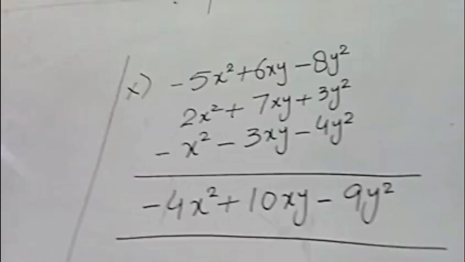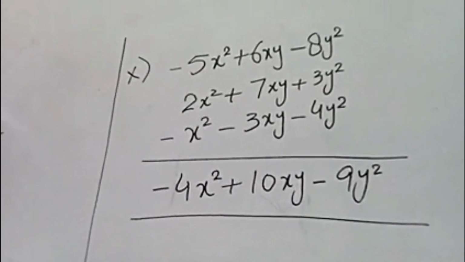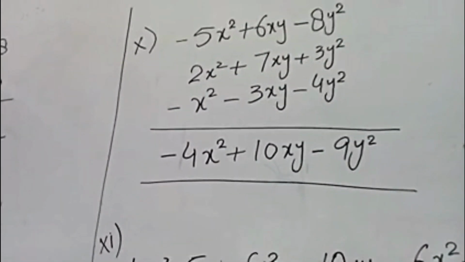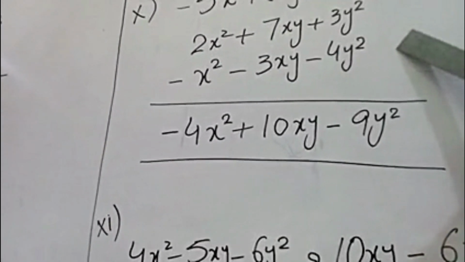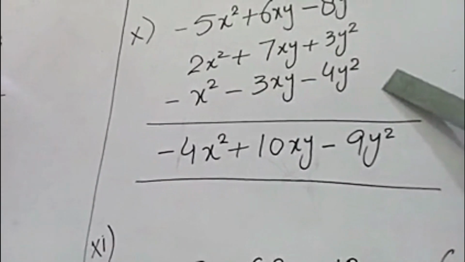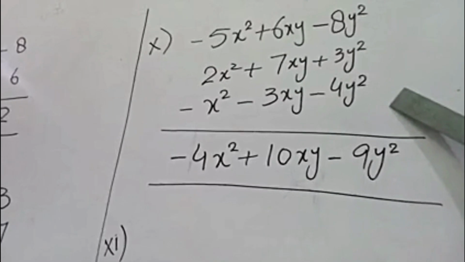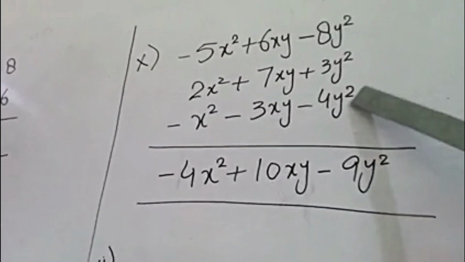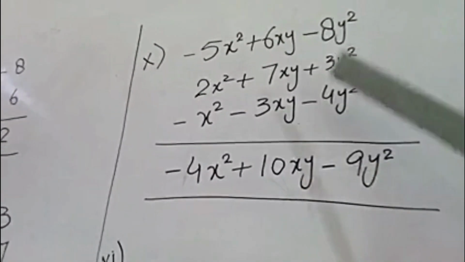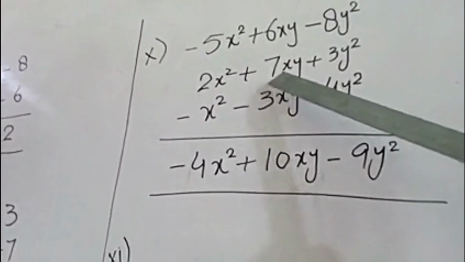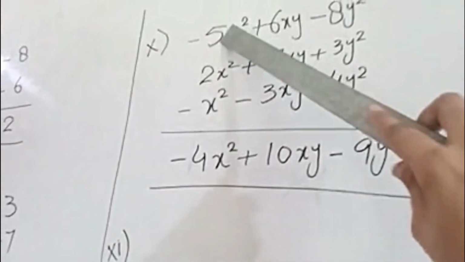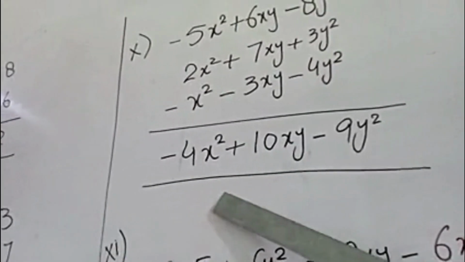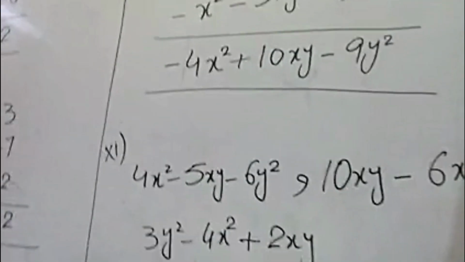See next part, question number 10. Minus 5x square plus 6xy minus 8y square is added to 2x square plus 7xy plus 3y square, into minus x square minus 3xy minus 4y square. Start adding similar terms. Here minus 8 and minus 4 will become minus 12, and minus 12 plus 3 is equal to minus 9. 6 plus 7, 13. 13 minus 3, 10. Minus 5, minus 1, minus 6, and minus 6 plus 2, minus 4. So this is our required answer.